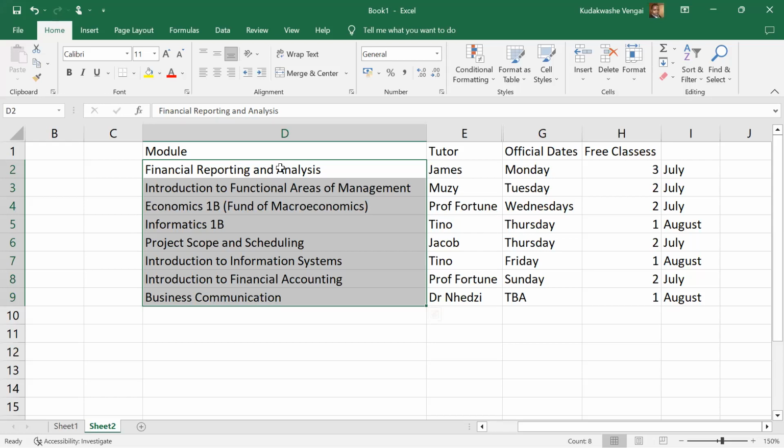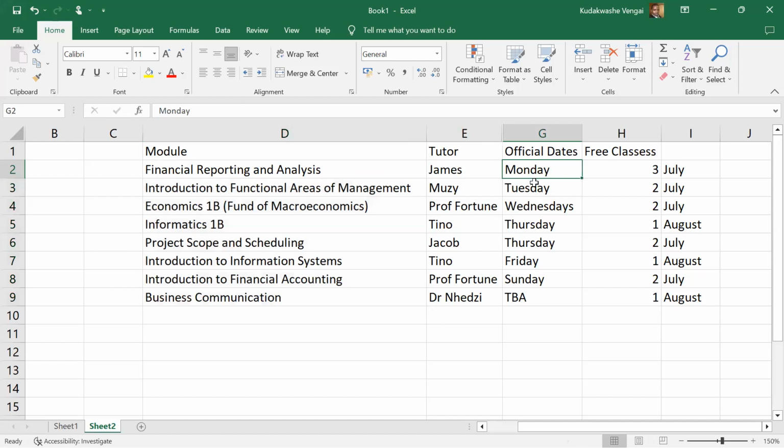I will post a timetable later tonight for all of these different courses. But in general, starting from Monday next week, you should expect lessons for financial reporting every Monday, introduction to functional areas every Tuesday, and economics 1B every Wednesday. Then on Thursdays it will be informatics and also project scope. On Fridays there will be introduction to information systems, and on Sundays there will be introduction to financial accounting.